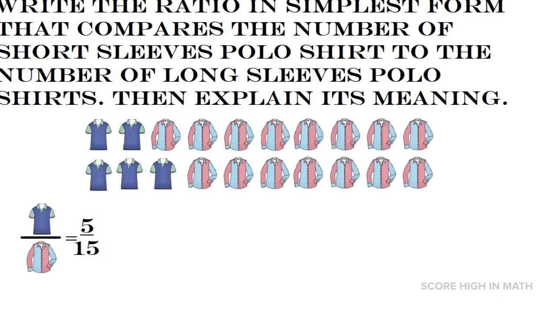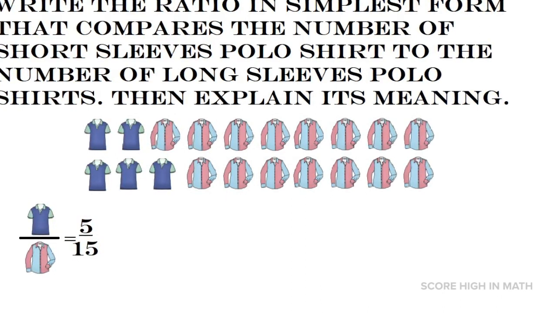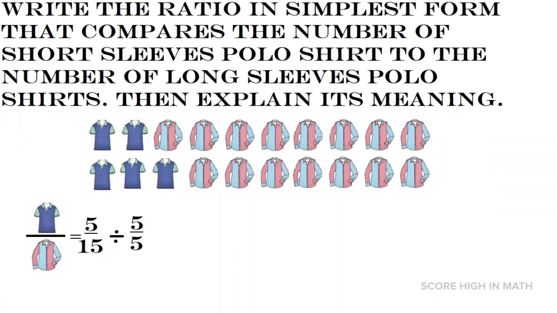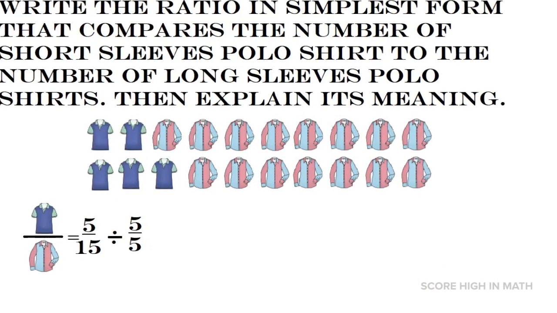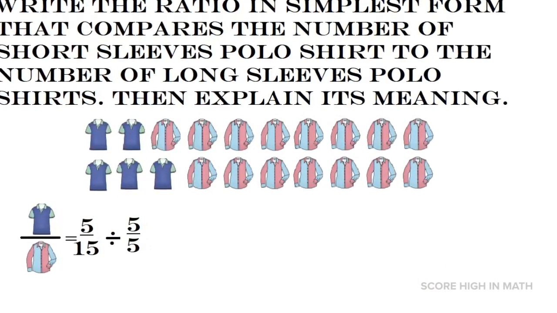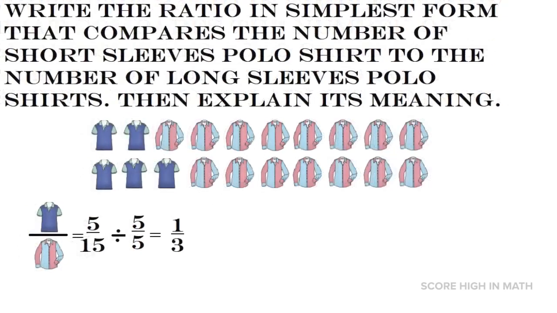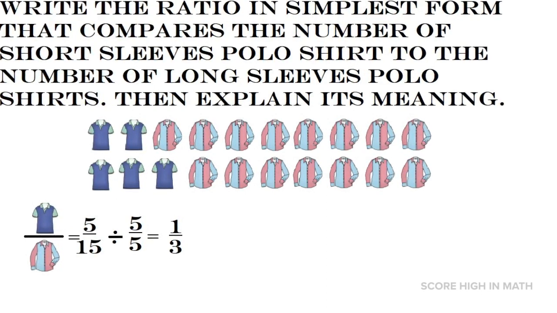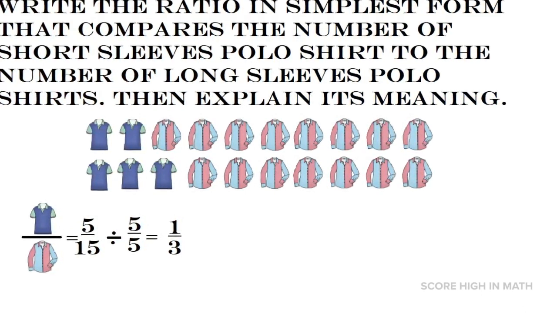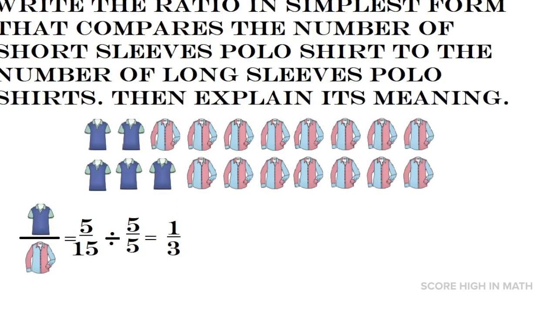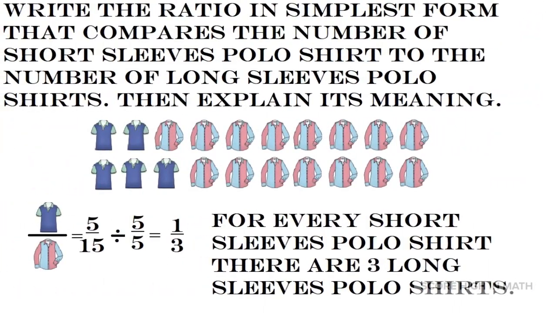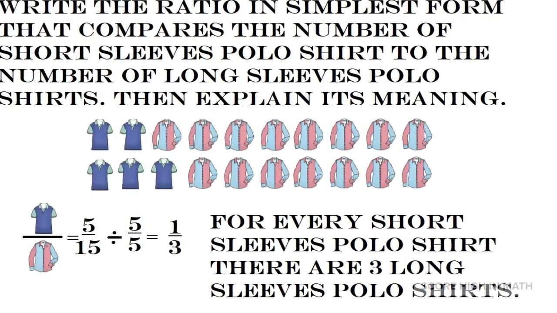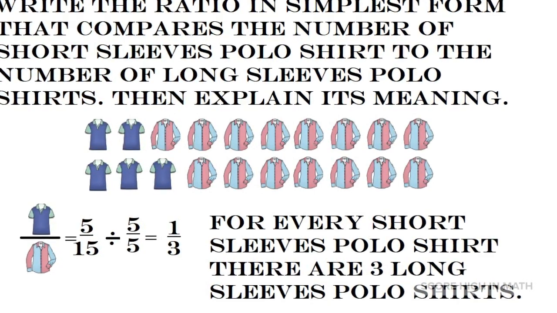5/15 is not yet in the simplest form. We are going to look for the common factor of 5 and 15. The common factor of 5 and 15 is 5. So, we are going to divide 5/15 by 5/5. There is 1 5 in 5 and there are 3 5's in 15. So, the simplest form of 5/15 is 1/3. The meaning of 1/3 is, for every short sleeves polo shirt, there are 3 long sleeves polo shirts.